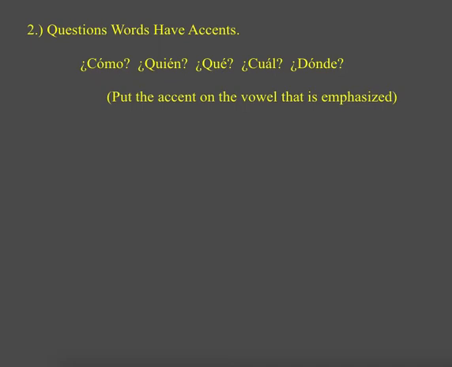Following from the category above with the homonyms are question words. Question words, when used as questions, have accents. Words like cómo, quién, qué, cuál, and dónde all use accents when they are used as questions. When they're not used as questions, they don't require an accent. Now notice, you put the accent on the vowel that is emphasized, and we're going to talk about that more up ahead.